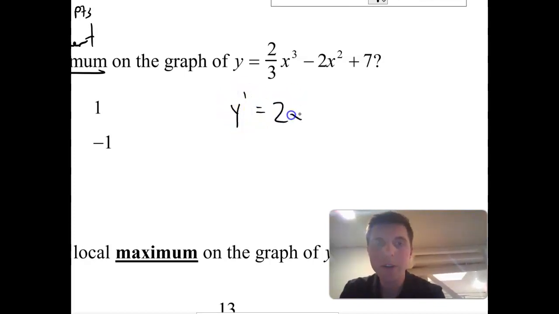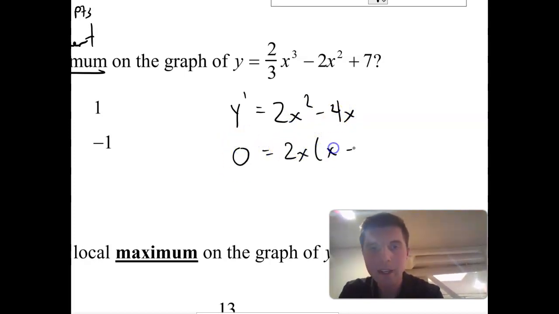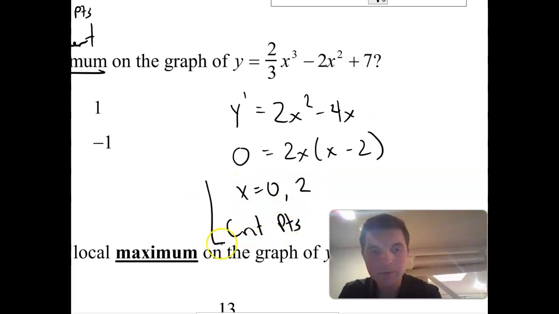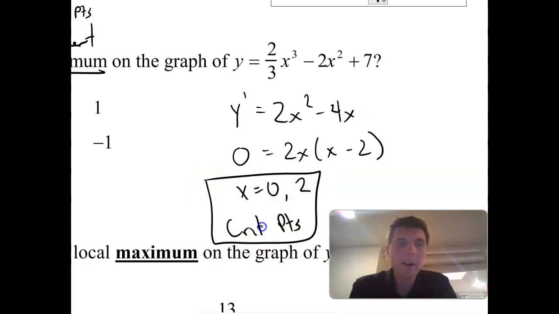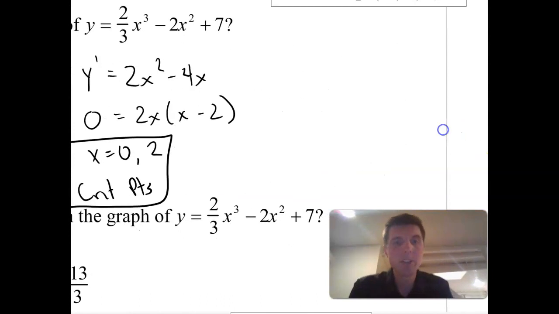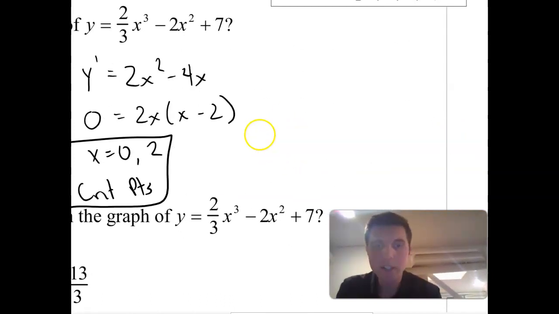We got 2x squared minus 4x. Factor this thing, I get 2x times x minus 2. So my zeros are 0 and 2. These are my critical points. So I know my relative min has to occur at one of those. Let's make a sign chart to see which one it is.